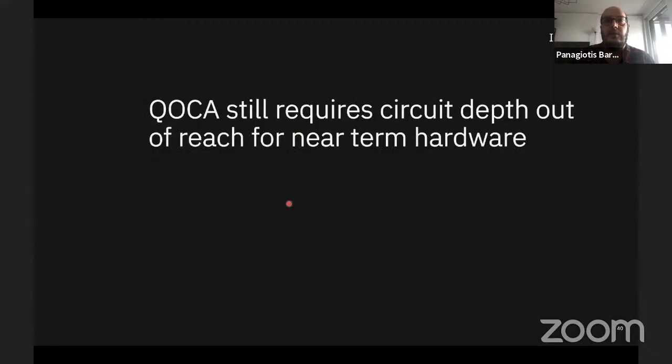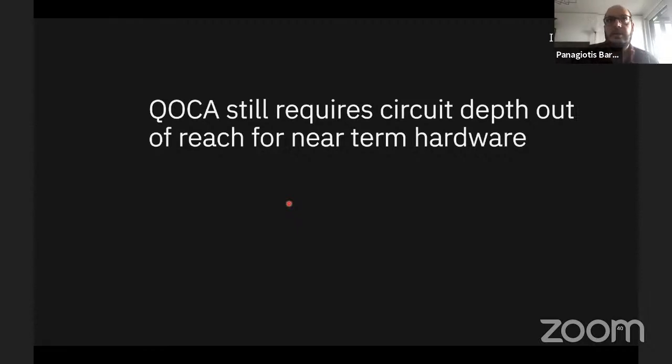We still need to think about how to make QOCA more applicable for near-term quantum devices, and we need to find ways to shorten it and reuse the information properly and more efficiently. The question after this is: can we actually do something that has applicability in near-term quantum devices, and what do we need in order to do it?